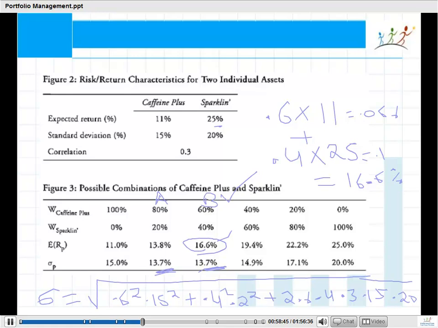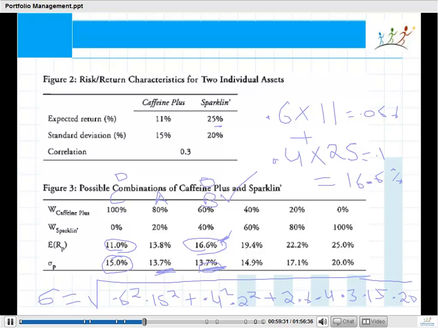Similarly, between portfolio B and portfolio C, which portfolio will you invest in? You will invest in portfolio B because it is giving you a higher return for a lower risk. It is giving you 16.6% return for a 13.7% risk, and portfolio C is giving you only 11% return for a 15% risk.